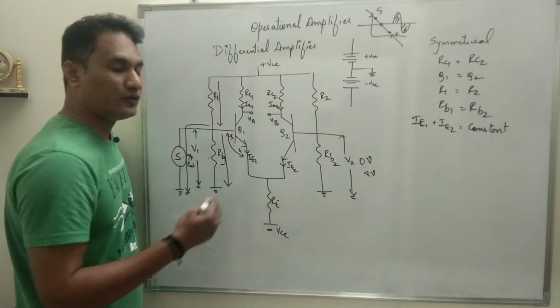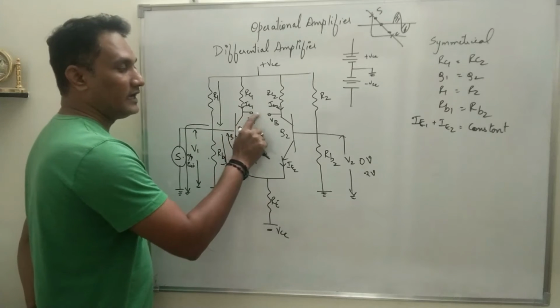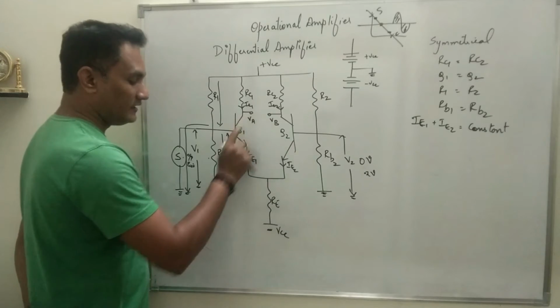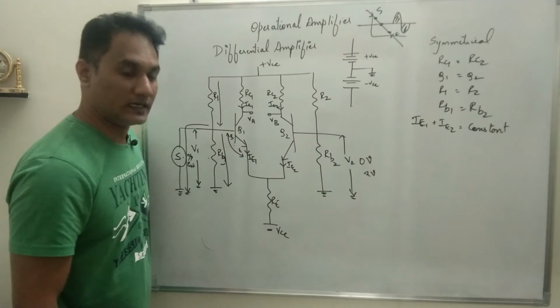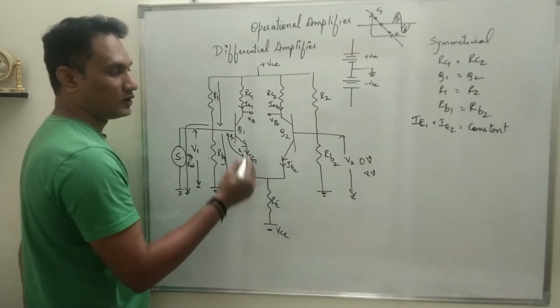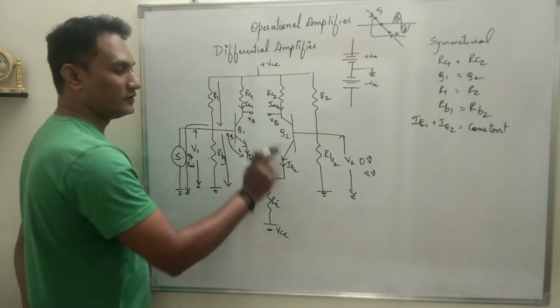Now as I said, we have two outputs, so depending upon how the output is taken, the output can be taken between VA and VB. It can be taken as VA with respect to ground, or as VB with respect to ground. So generally that is what we will try to understand. We will take the output voltage VA with respect to ground or VB with respect to ground.